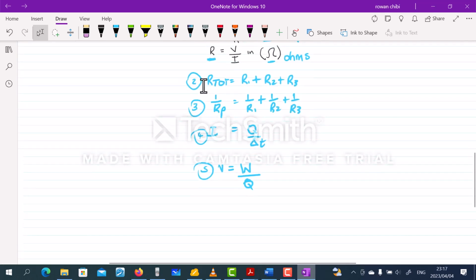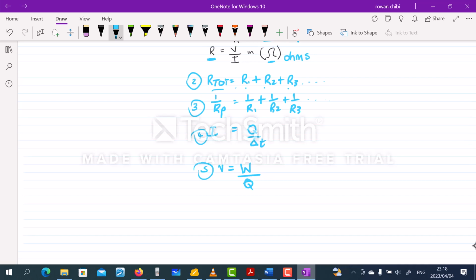Formula number 2, if they want you to calculate R total, the total resistance in the circuit: R total is equal to R1 plus R2 plus R3, depending on how many resistors. If there are 4 resistors, R total is equal to R1 plus R2 plus R3 plus R4. Then formula number 3, if you are calculating the resistance of parallel resistors, we say 1 over R parallel is equal to 1 over R1 plus 1 over R2 plus 1 over R3 if there are 3 resistors.